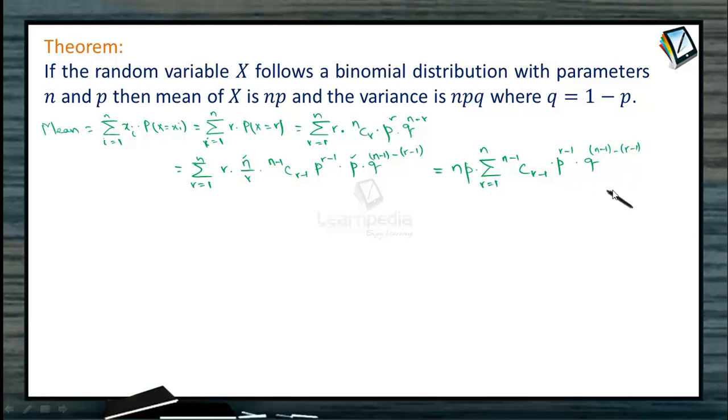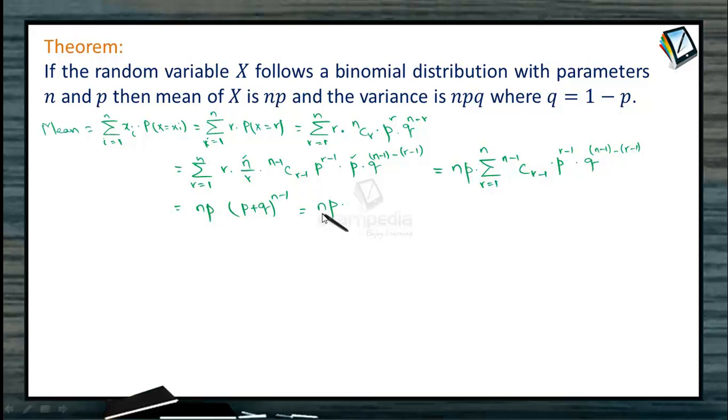Now look at this term inside the sigma. Yes, that is again a binomial expansion, n into p into, yes, this is (p plus q) to the power of n minus 1. But as p and q are the probabilities of success and failure, their sum is always 1. So this is n into p into 1. So what is the mean of the binomial distribution?